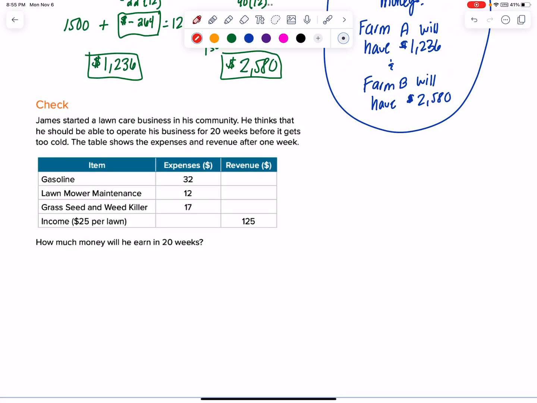So James started a lawn care business in his community. He thinks that he should be able to operate his business for 20 weeks before it gets too cold. The table shows 1 week. So obviously we're going to be multiplying it by 20. The table is 1 week only. We know what expenses are and revenue, right? So expenses are negatives, revenues are positives. So let's go ahead and represent those in the table. So let's go ahead and find out how much he's earning in 1 week and then multiply it by the 20 weeks. So add up all your negatives.